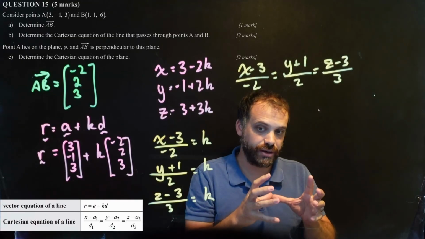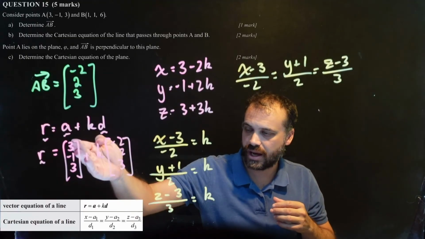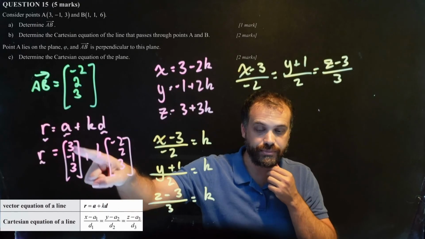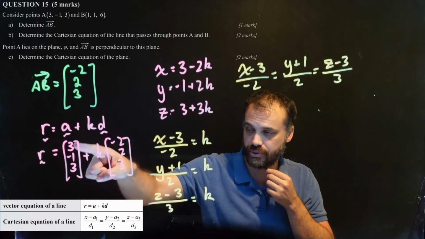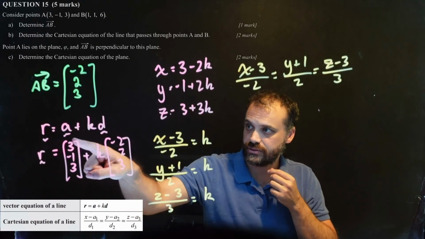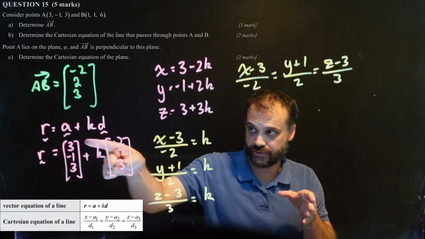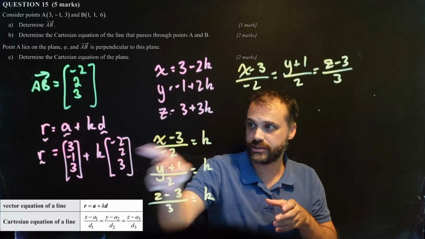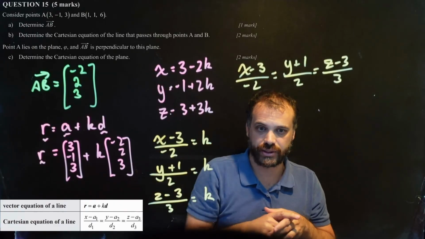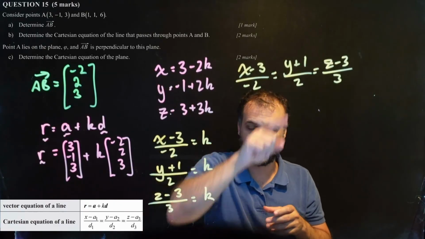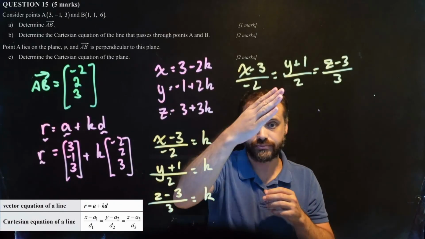Where are those values coming from? It's coming from our A, our starting point. Now we chose A as our starting point. Minus 3, not positive 3, because it's minus whatever that is. So not minus 1, positive 1. It's minus whatever that is. Okay, so that's where those are coming from.